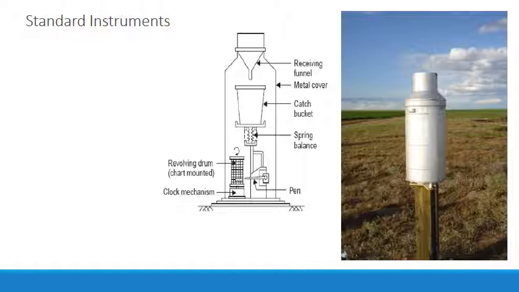A weighing gauge collects precipitation in a cylinder that rests on a spring balance. And as the cylinder fills, the movement is transmitted to a pen that records the data. So all rain gauges are susceptible to inaccuracies, and the tipping bucket rain gauge is known to underestimate heavy rainfall by 25% because of the rainwater that's not collected during the tipping movement of the bucket.